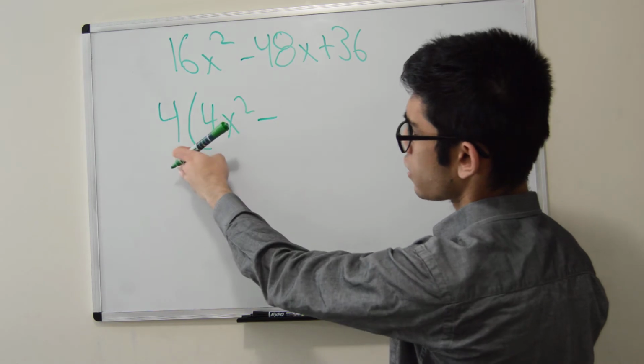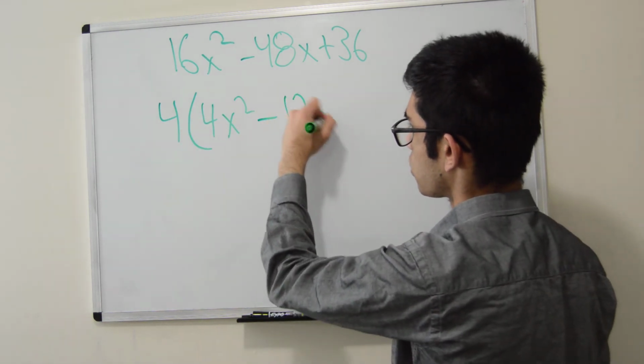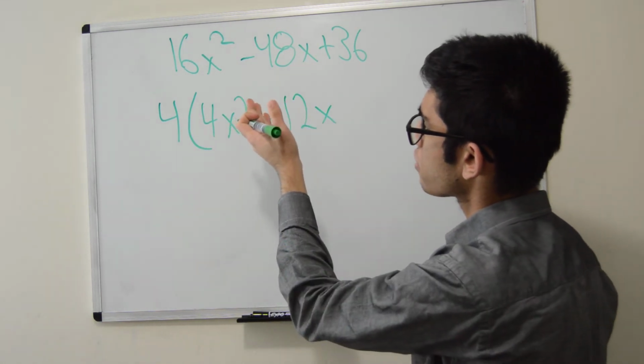So what's 48 divided by 4? Well, that's 12. 12x. And what's 36 divided by 4? Well, that's just 9.